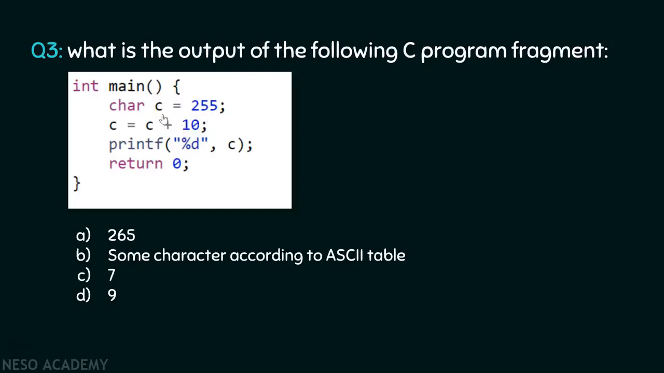As I already told you in the lesson when I taught you about the character variable. Here you can see I have provided an integer value to this character variable, and after that I increment that value by 10 and store it again in this variable. After incrementing, this will be 265 and I simply print it onto the screen. Can you guess what would be the output of this printf statement?